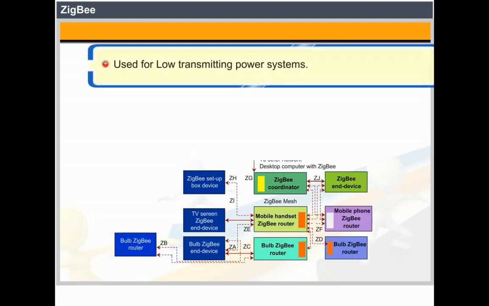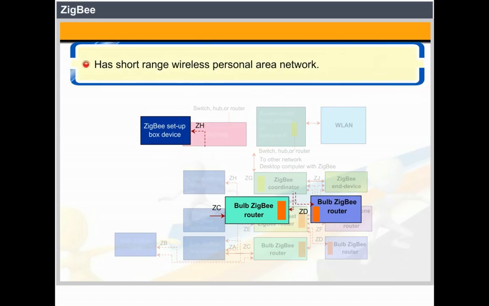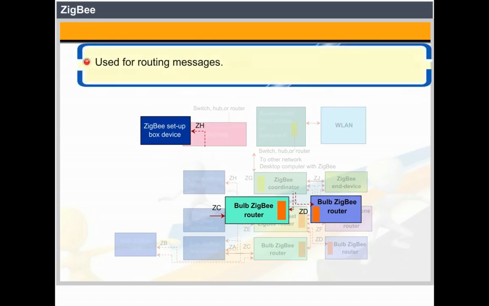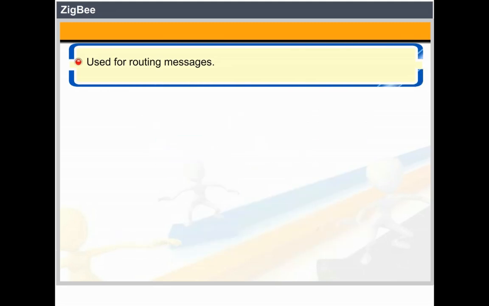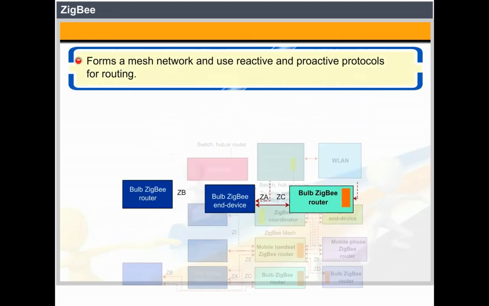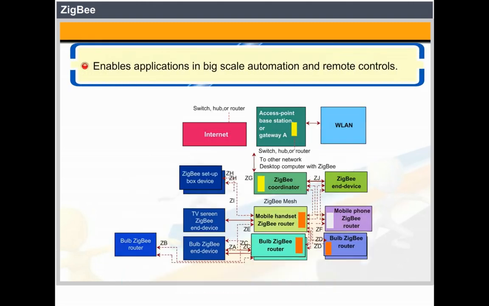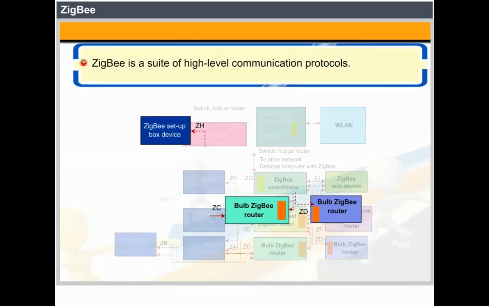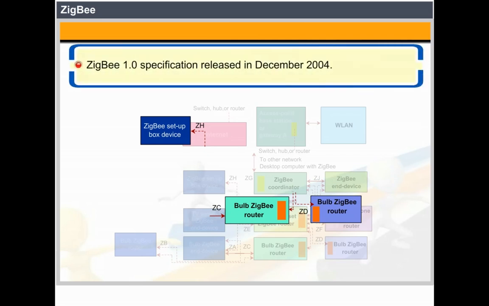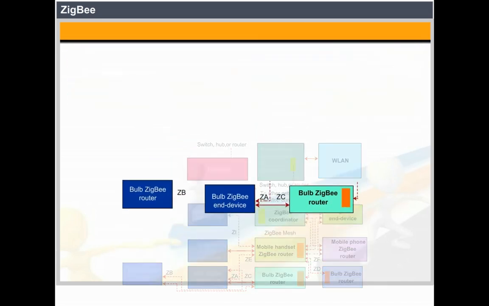ZigBee. For low transmitting power systems. Short-range wireless personal area network. Used for routing messages. ZigBee devices form a mesh network and use reactive and proactive protocols for routing. Enables applications in big-scale automation and remote controls. ZigBee is a suite of high-level communication protocols. ZigBee 1.0 specification released in December 2004.